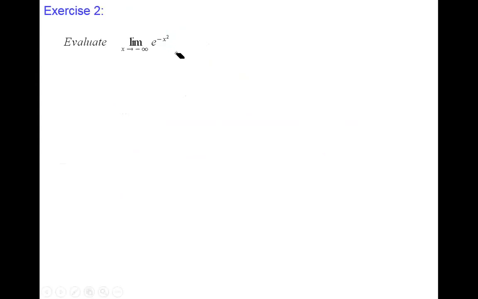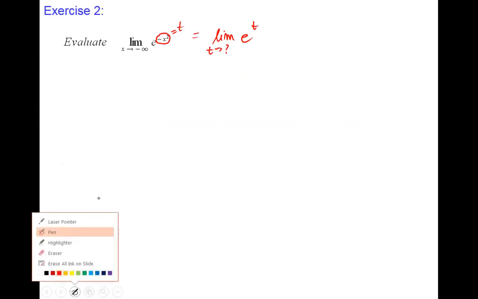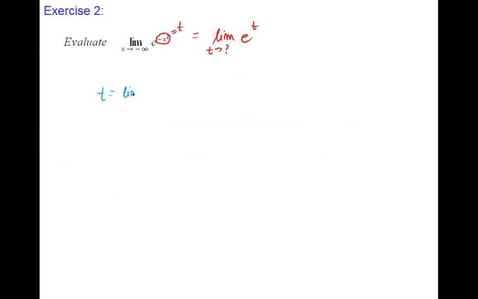Okay, that means now what we have, I can do the same thing. I can name this quantity t, limit of e to the power of t, and now let's check how the t behaves. T is simply a limit of negative x squared at negative infinity. And how does the function negative x squared behave at negative infinity?